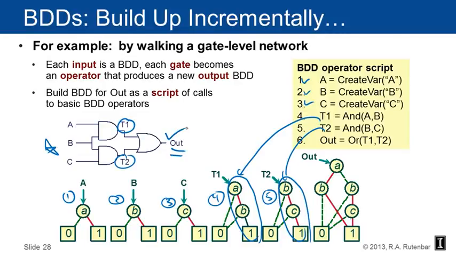Obviously, out is equal to T1 or T2. T1 is a BDD, T2 is a BDD. OR is an operator that our BDD package will provide for us, and so we call the OR on T1 and T2, and this is what I'll get.